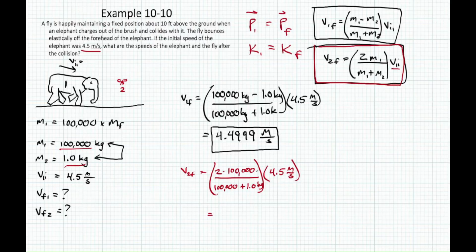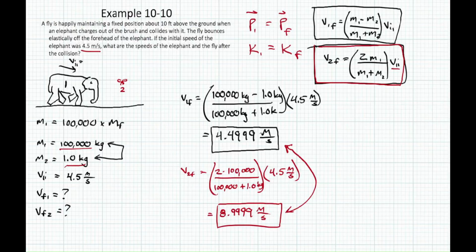2 times 100,000, divided by 100,000 and 1, times 4.5. What do we get when we multiply that out? That's going to be the final velocity of the fly. It's going to be 8.9999 meters per second. It's going to be essentially twice the velocity of the elephant.